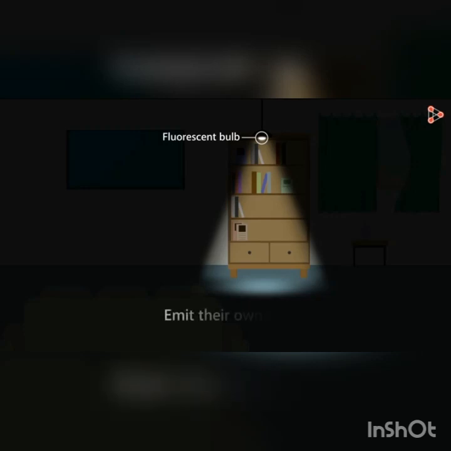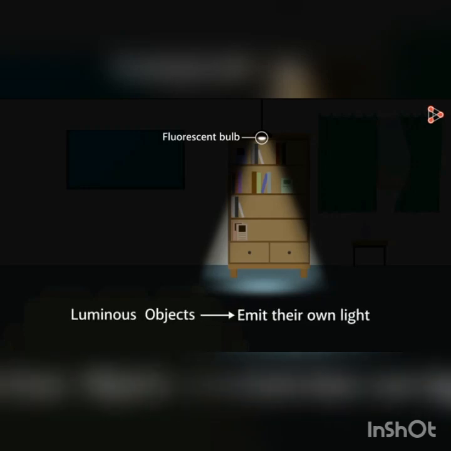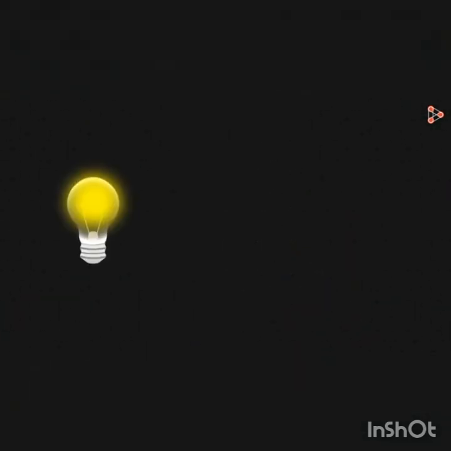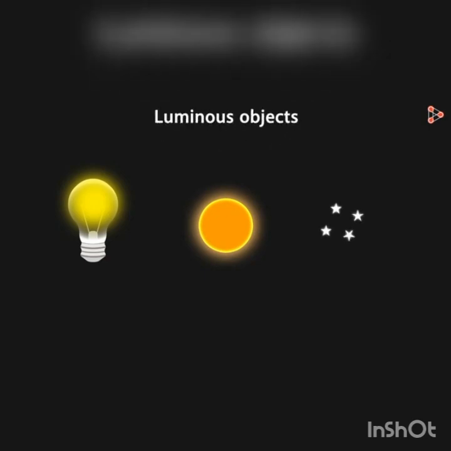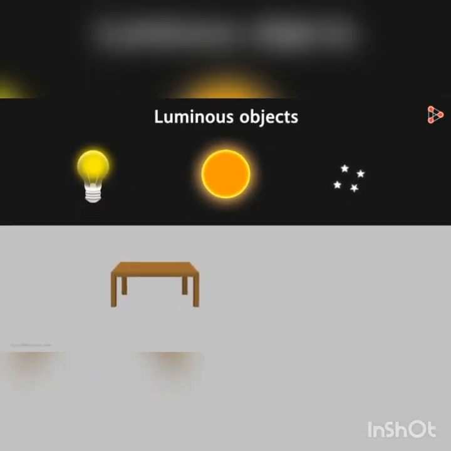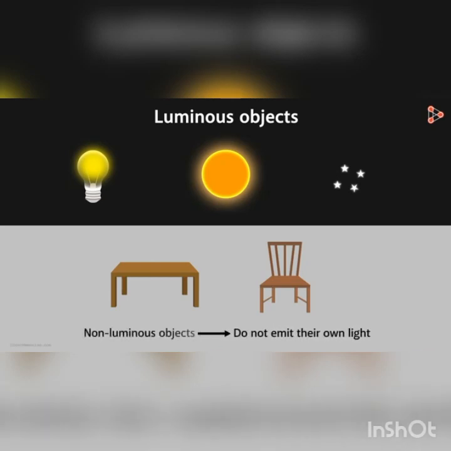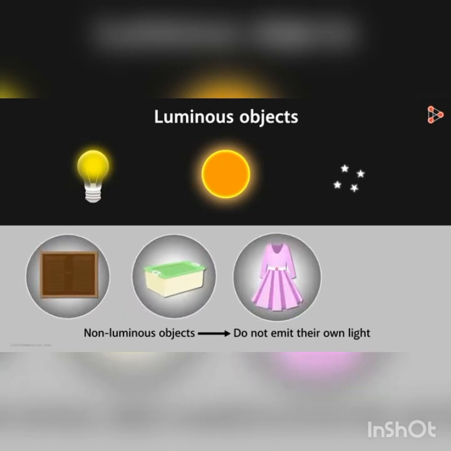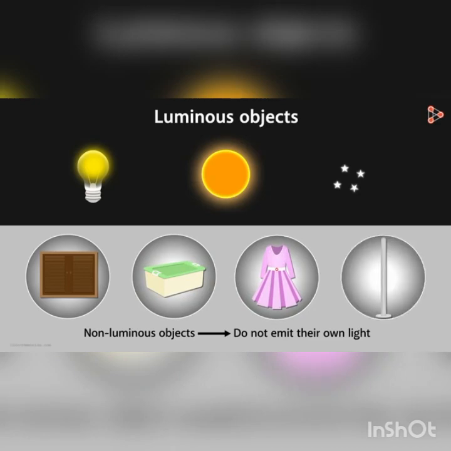The objects which emit their own light are called luminous objects. Can you give me any other examples? Incandescent light bulb, the sun, the stars are also luminous objects. What about objects such as this table and chair? Do they emit their own light? No, these objects do not emit their own light. Such objects are called non-luminous. Almost everything around us is non-luminous. Objects made up of wood, plastic, cotton, metal are all non-luminous.